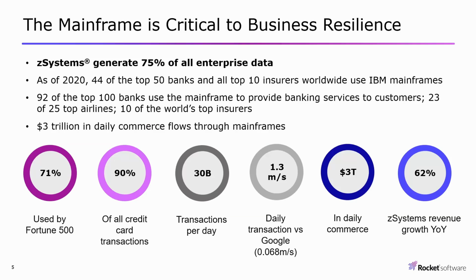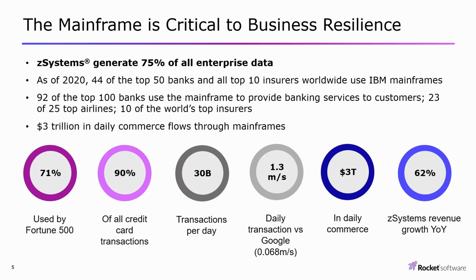We all know that the mainframe is critical to business resilience, right? Preaching to the choir here. Z systems generate 75% of all enterprise data. Now, this number can be disputed; I've seen it anywhere from 70% to 80%. I think at the end of the day a lot of it's guesswork, but what isn't guesswork are the number of companies, the size of the organizations worldwide that use mainframes. You can read the rest of those stats.